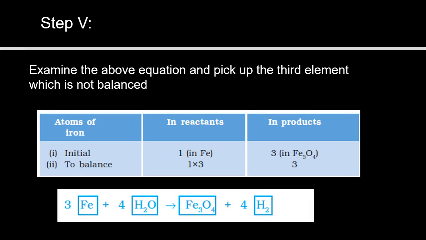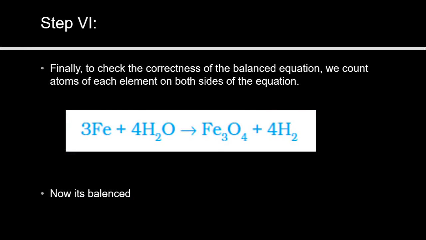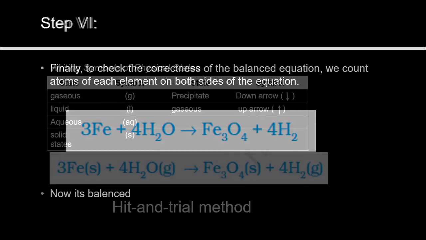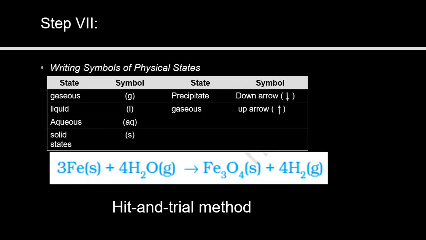So now you check it, 3 irons, and here also 3 irons, and 4 into O, 4 oxygen, here also 4 oxygen, and 4 into 2, 8 hydrogen, here also 8 hydrogen. So the equation is balanced. Okay, these are the 6 steps we have to follow.